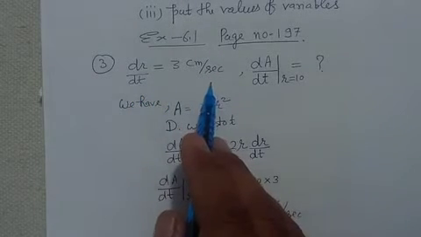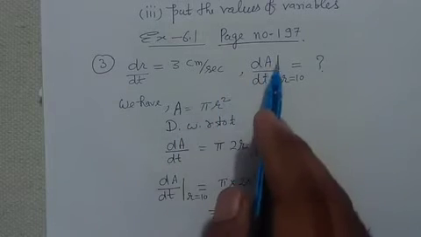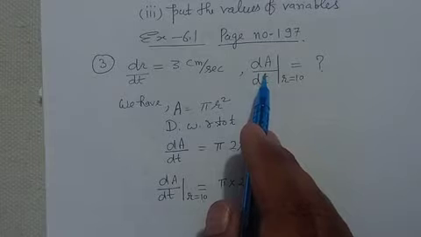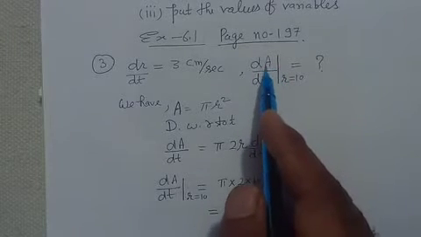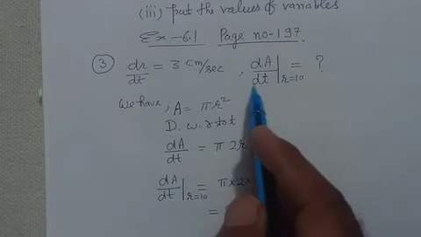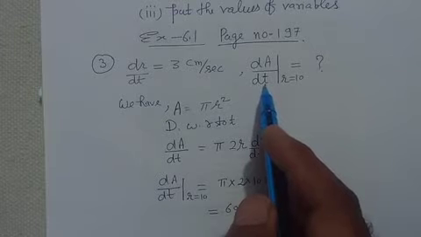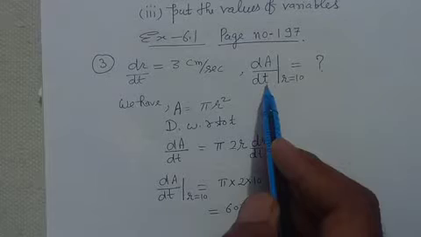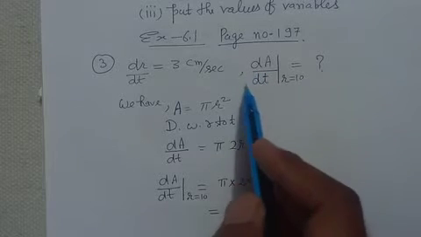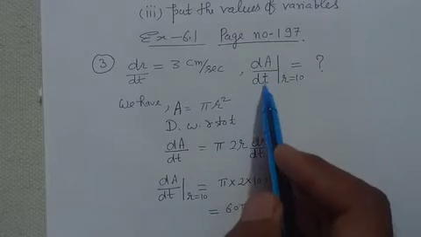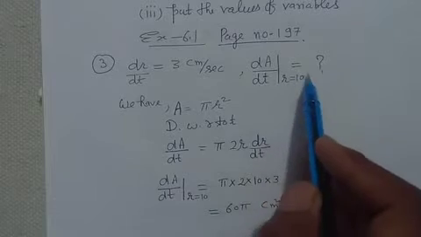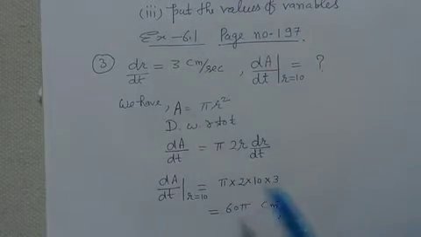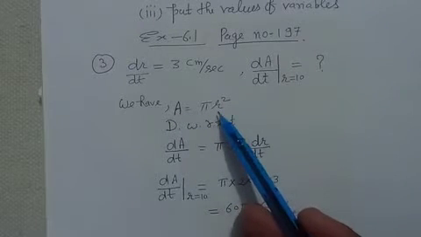Then find the rate of change of area of the circle. Find out the rate of change of area when radius is 10. It means find out the rate of change of area when r equals 10. It means with respect to time. If the question is silent about the independent variable, then the independent variable will be taken as time. So find out the rate of change of area with respect to time at r equals 10. Now first step, establish a relation between variables. It means write a relation between area and radius.